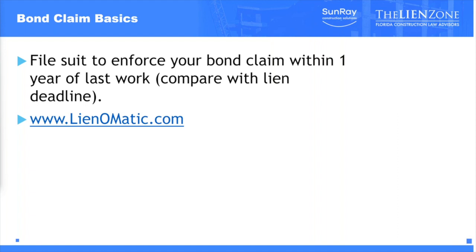Now, remember, when we were talking about the lien deadline, it was 1 year from the recording date of the claim of lien. Here, it's a little sooner. It's 1 year from your last date of work. So the time to file a lawsuit to secure your rights on a bond is shorter than on a claim of lien. So keep that in mind. Again, you can use the Lienomatic tool to help you understand what to file and when.